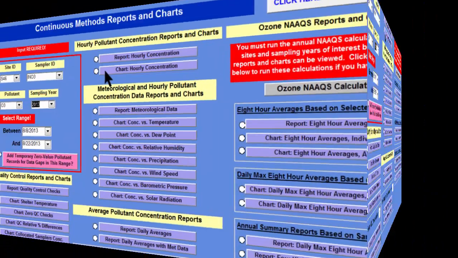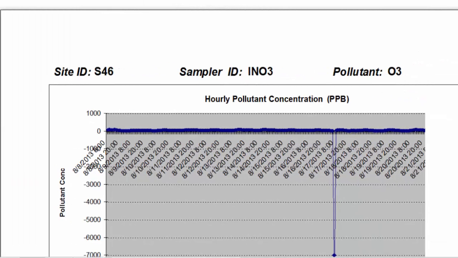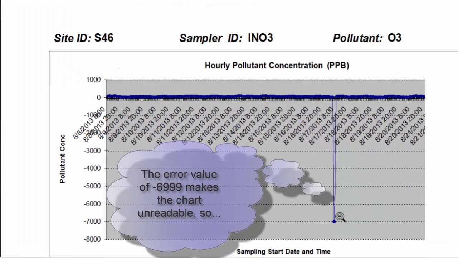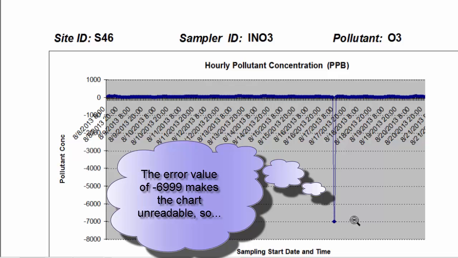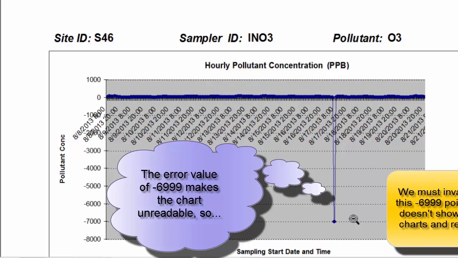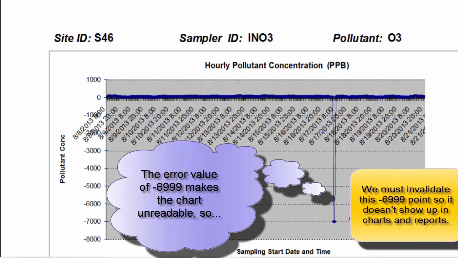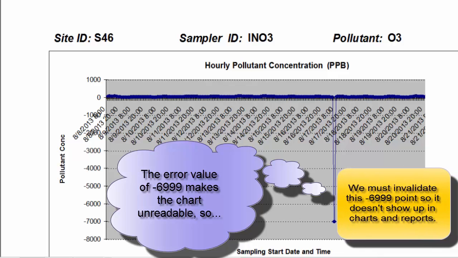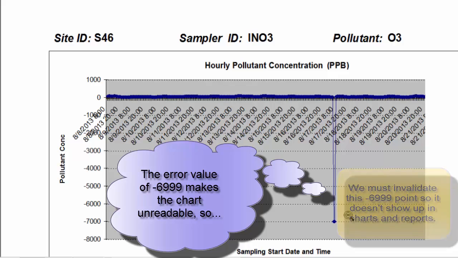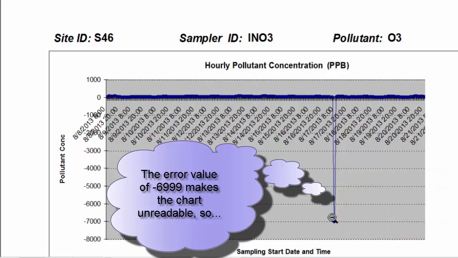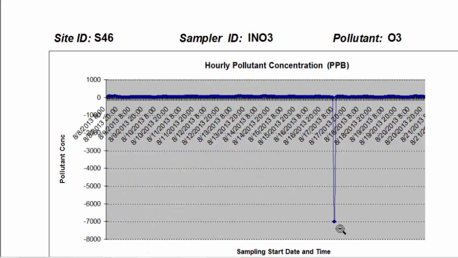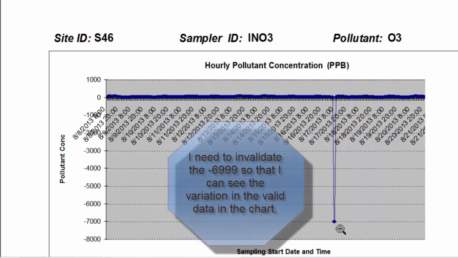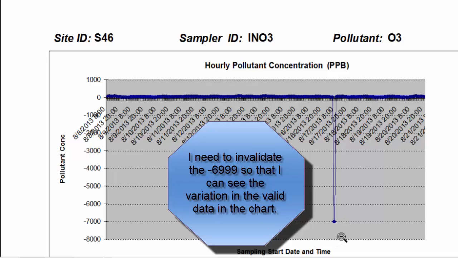So I'm going to click on that, and here you'll see this big negative 6999 value. So this is what I was saying, why it's really important to do the final data validation steps when you look at your charts. Because this chart is essentially meaningless to me because I can't see any variations up here because of this huge dive. So before I can look at this chart and understand it, I need to go ahead and invalidate these values that are causing this huge spike.